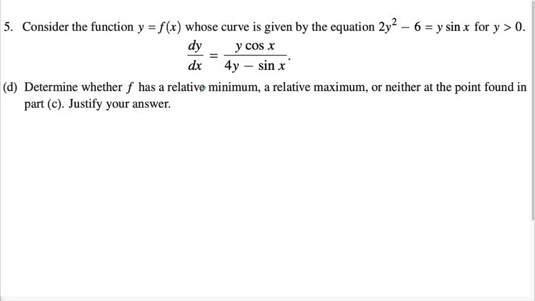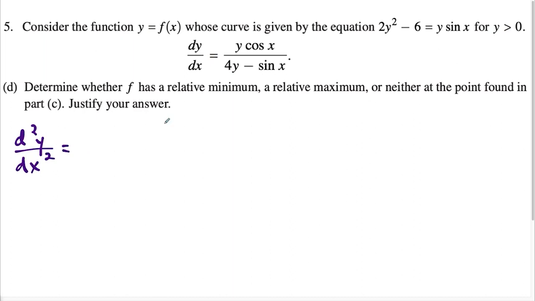So for the last part here, we want to determine if f has a relative minimum, maximum, or neither. And we're not going to use the first derivative test here because the derivative dy dx is in terms of y and x. So it's going to be easier to use the second derivative test. So we start by finding the second derivative. And we're going to have to use the quotient rule.